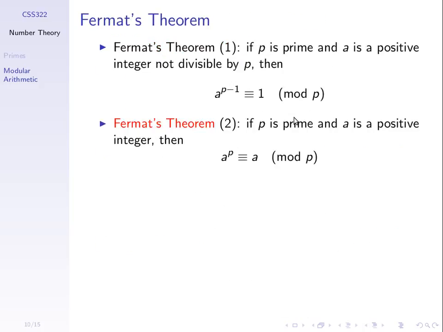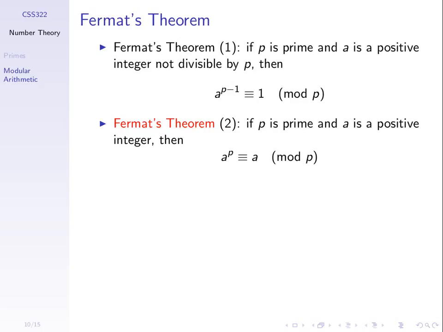Fermat's theorem. Again, in two forms. The first form, briefly, if we have some prime p and some integer a that is not divisible by that prime p, then it holds that a to the power of p minus 1 is equivalent to 1 in mod p.